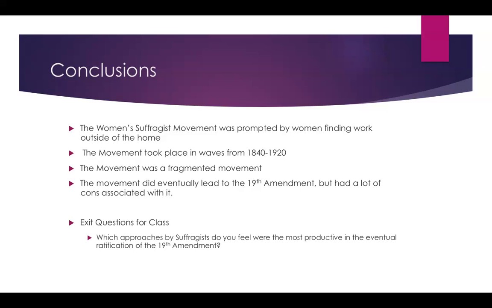To conclude, the women's suffragist movement was prompted by women finding work outside of the home and then needing rights and a voice in their government within their work. The movement took place in waves from 1840 to 1920. The movement was a fragmented movement. And the movement did eventually lead to the 19th Amendment, but had a lot of cons associated with it.